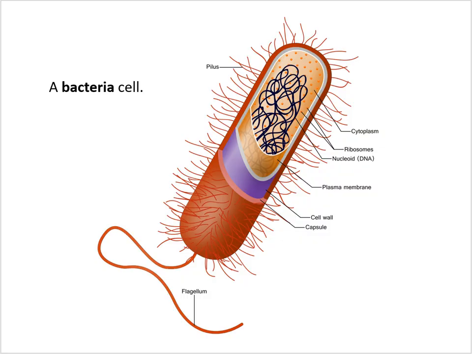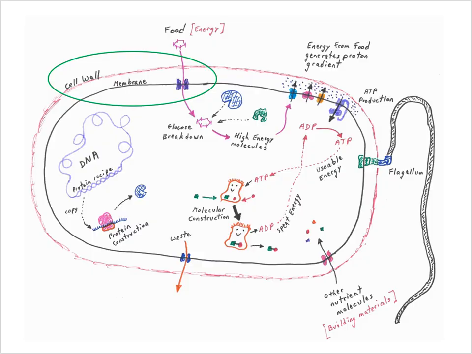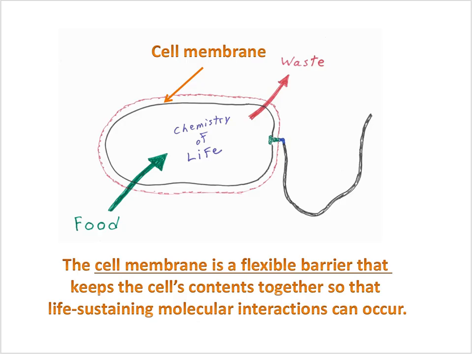In this set of lessons, we'll be focusing on a bacteria cell. It is the smallest and simplest kind of cell, but it illustrates lots of properties that all cells have. And in this particular lesson, we're going to focus on the cell membrane, the boundary of the cell.